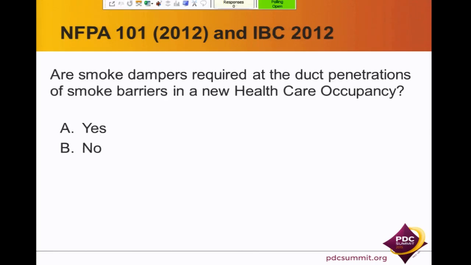Similar now, 101 in the IBC. Are smoke dampers required at the duct penetrations of smoke barriers in a new healthcare occupancy? IBC 2012. I'll close the polling in just a moment.